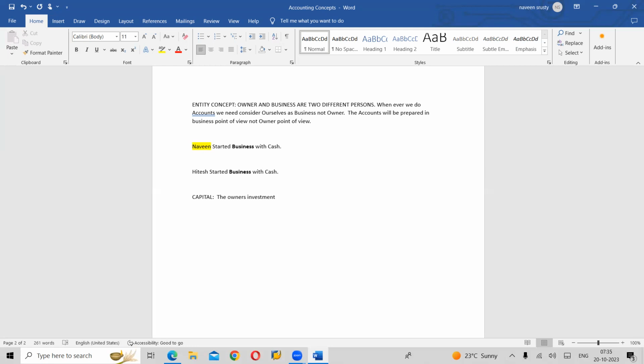Who is the owner here? Naveen is the owner. And who are we here? Business. So Naveen is giving cash to us. The owner's investment is known as capital. And capital is considered a liability to the business. Why is capital a liability? As we need to pay back to the owner.